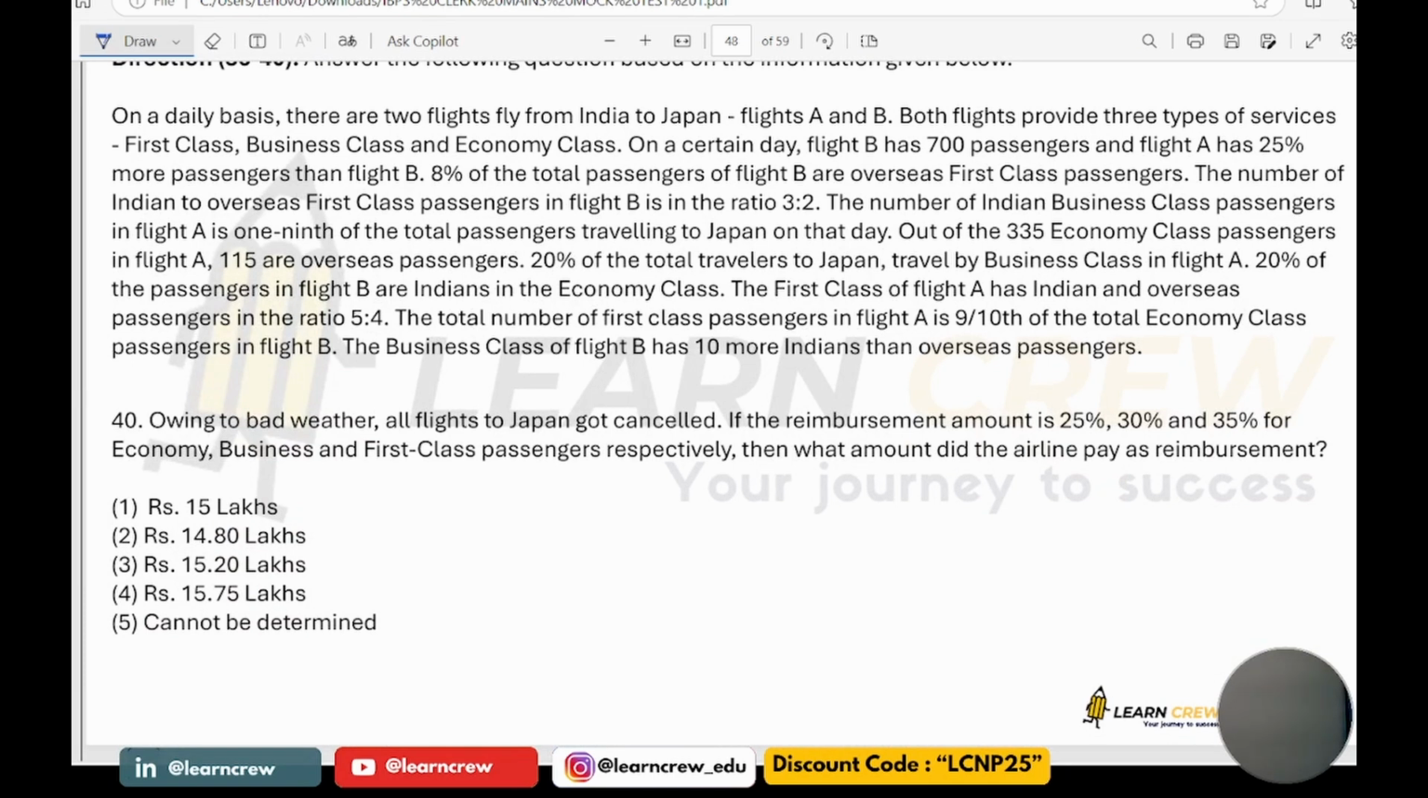Next, the last question. Owing to bad weather, all flights to Japan got cancelled. If the reimbursement amount is 25%, 30%, 35% for the economy, business and first class passengers respectively, then what amount did the airline pay as reimbursements? Since the original cost of tickets is not known, the reimbursement amount cannot be found. So the answer is option 5.